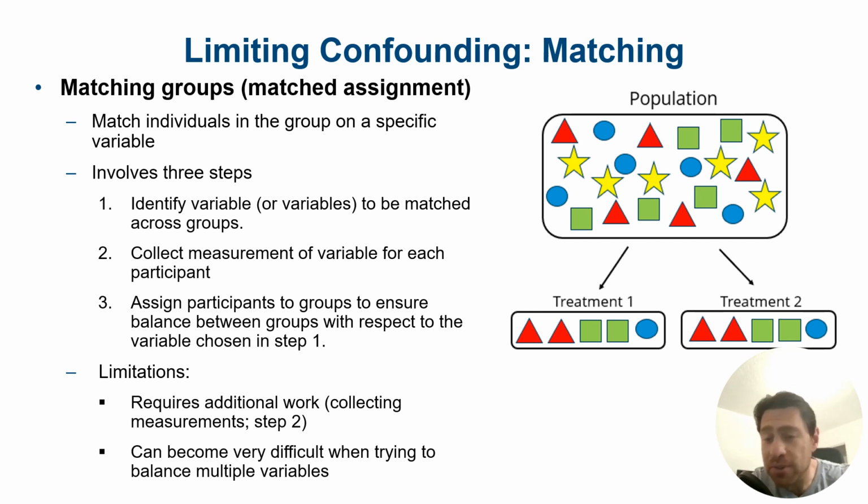Now, the limitations is this will require oftentimes extra work. You might have to collect extra measurements as indicated by step 2. And also, this becomes a huge headache if you begin dealing with multiple variables that you want to match on. If it's 1 variable or 2, that's manageable. But matching on 5 or 6 variables becomes extremely difficult and complicated.